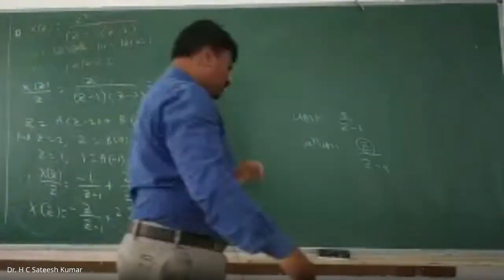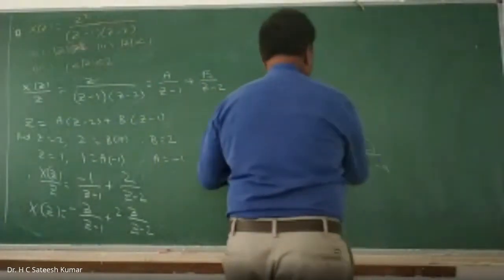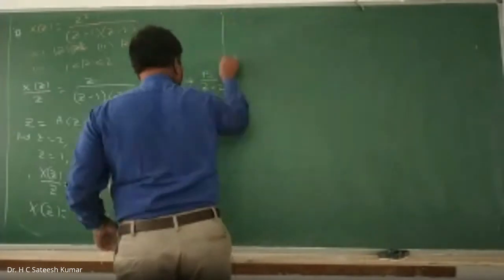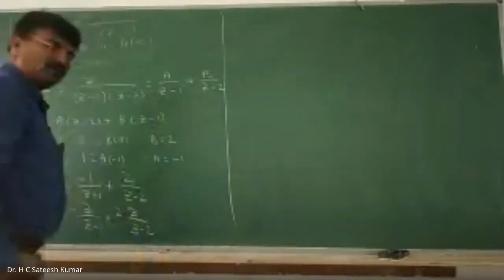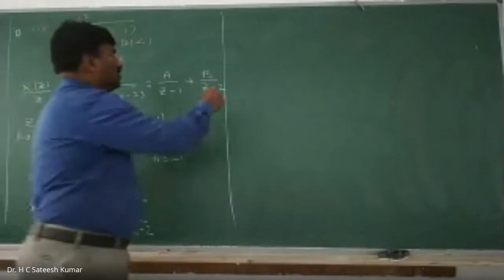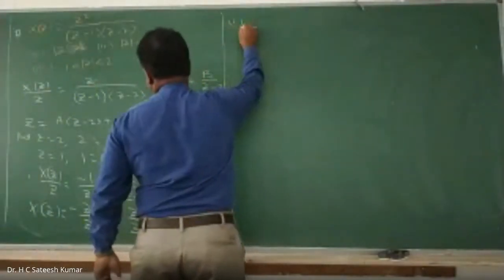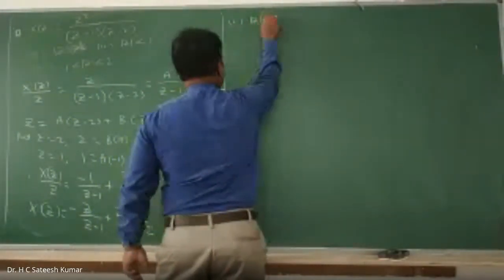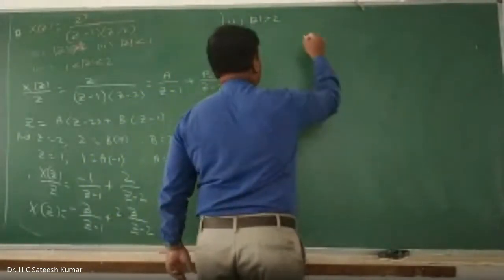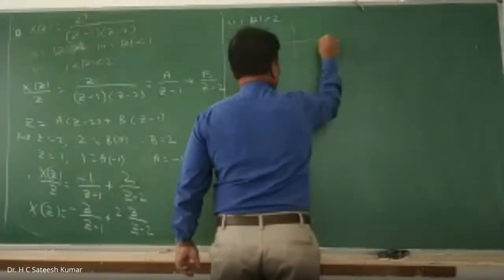So as soon as the problem is given, always first find the partial fraction of X(Z) by Z. Then go for the different ROCs and different x(n), and you will get it. The first one, what is the ROC? Mod Z greater than 2. For mod Z greater than 2, first sketch the ROC.